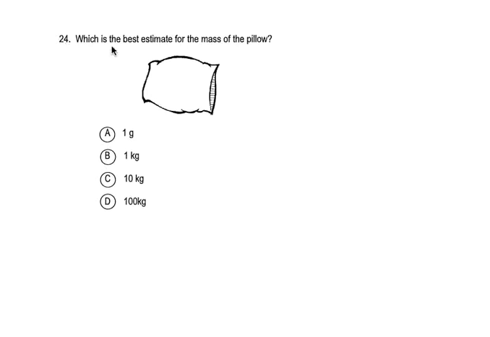24. Which is the best estimate for the mass of the pillow? A, 1 gram. B, 1 kilogram. C, 10 kilograms. D, 100 kilograms. Which is the best estimate for the mass of the pillow?